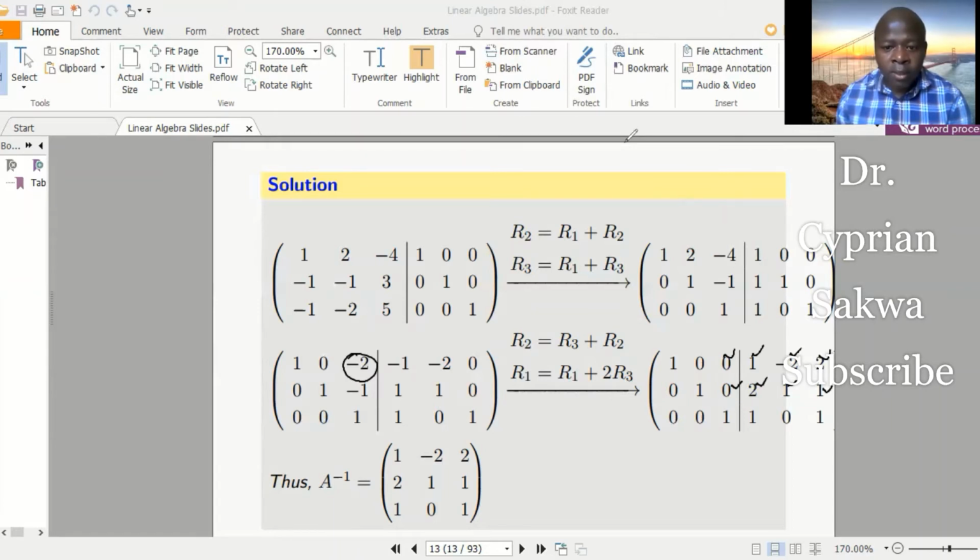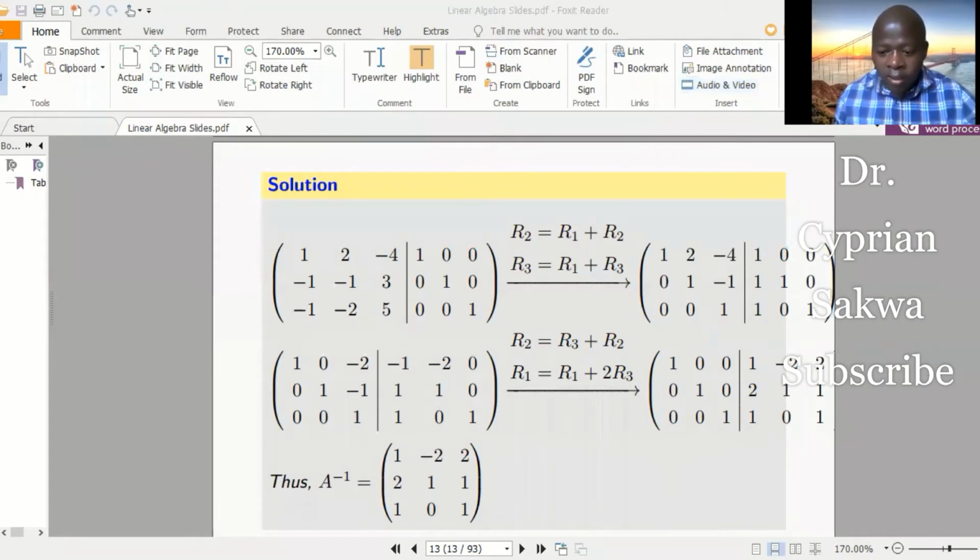So we've achieved what we wanted, because you notice that the first matrix here has become the identity matrix. And so we said once this becomes the identity matrix, whatever shall be here will be the inverse of matrix A. So in other words, the inverse of matrix A is this matrix: 1, negative 2, 2, 2, 1, 1, 1, 0, 1. This is the inverse. The method that will be used is row reduction or Gauss Jordan.